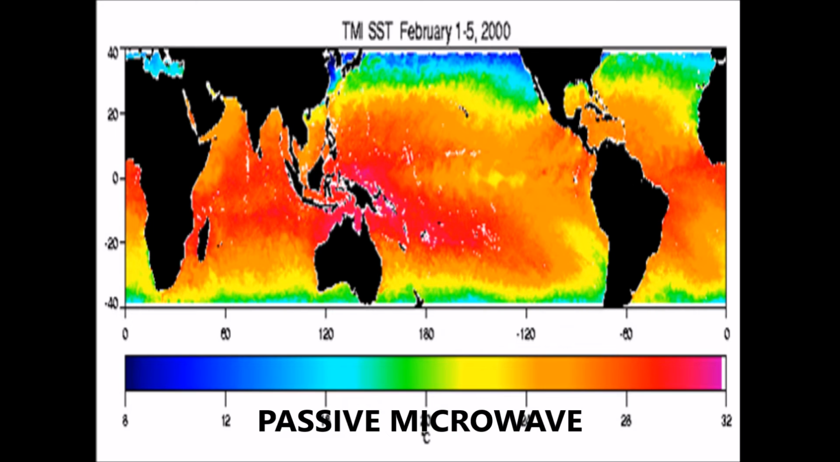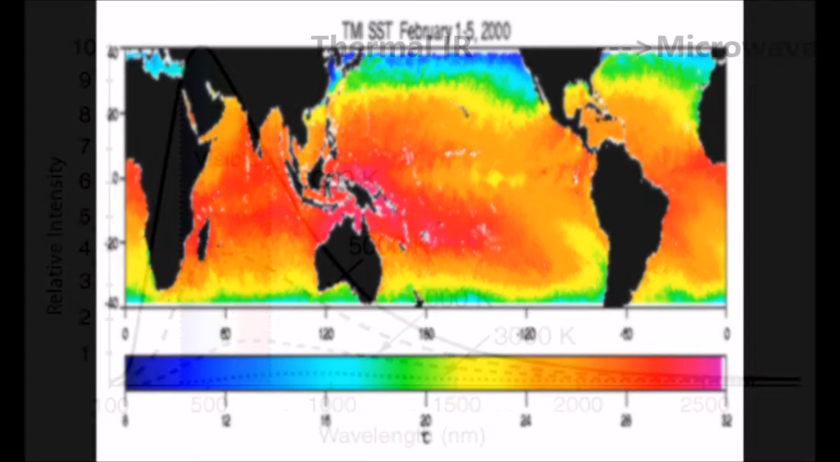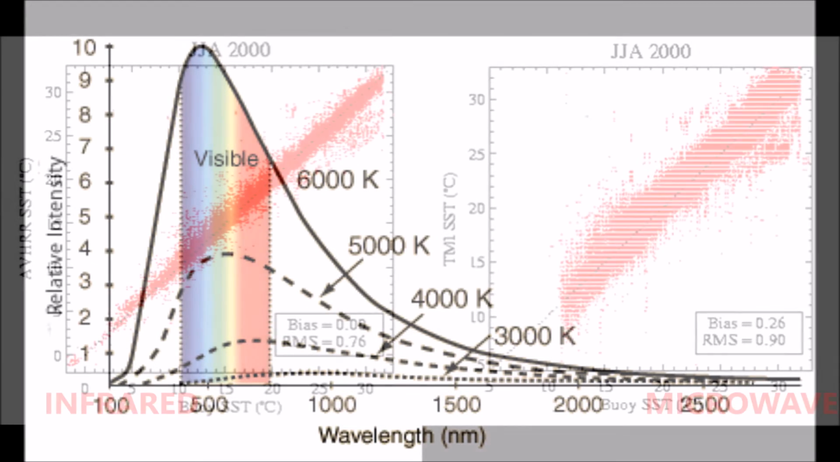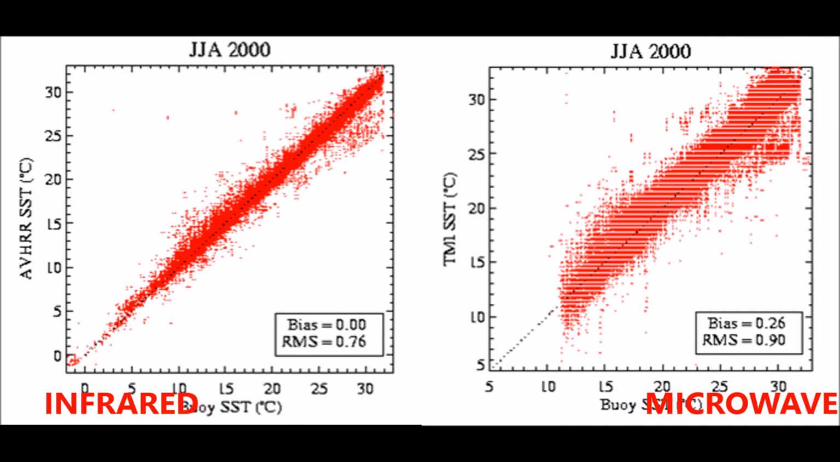The second way of measuring sea surface temperature is by using passive microwave radiometry. Microwaves are of longer wavelength and thus have a lower signal strength on the Earth's Planck radiation curve. Therefore, their accuracy in resolution is poorer compared to that from thermal infrared measurements. The infrared instrument shows a root mean square error of 0.76, while the passive microwave instrument has a higher error of 0.9, and thus it has a higher bias as well.